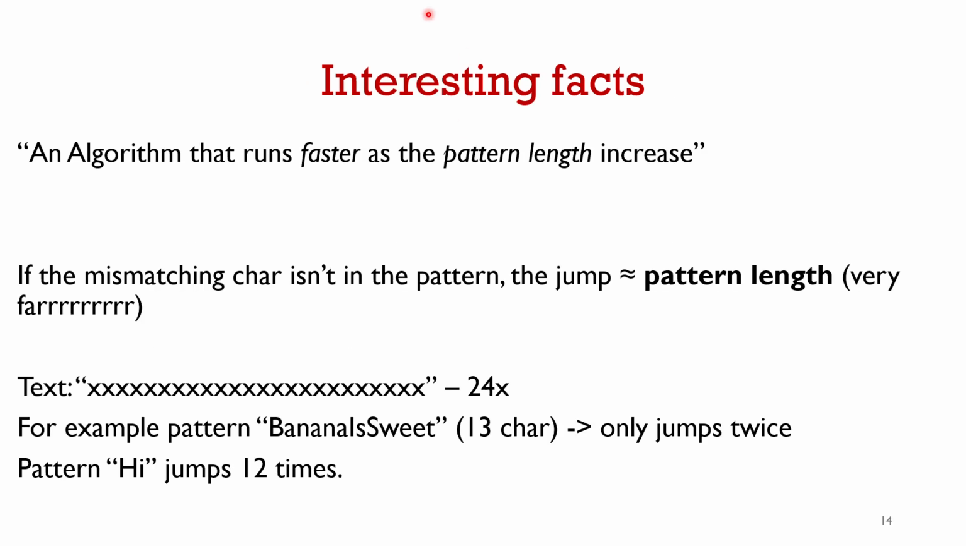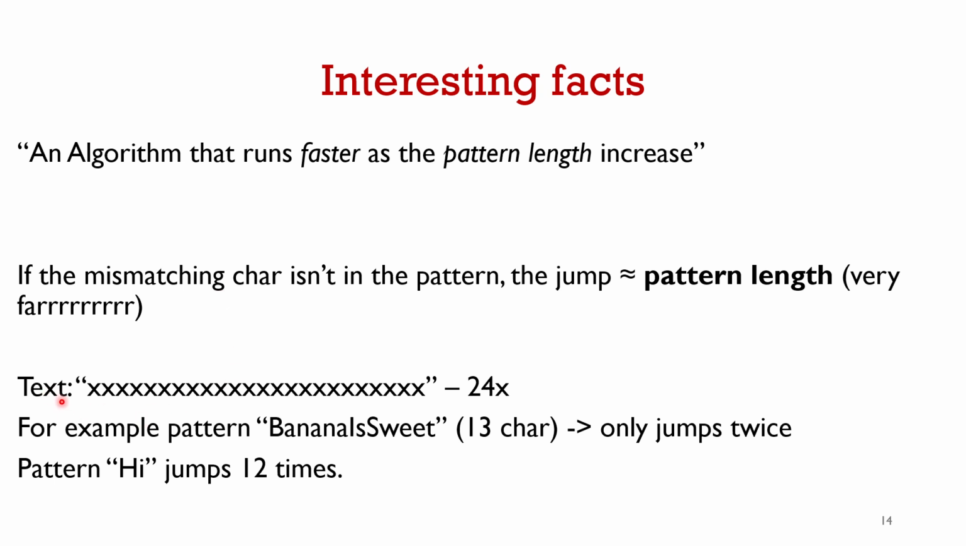Here is a fun property of the Boyer-Moore algorithm. This algorithm often gets faster as the pattern gets longer. Now, at this point, we know that when we hit a mismatch on a character that isn't in the pattern, we can jump by about the pattern length.